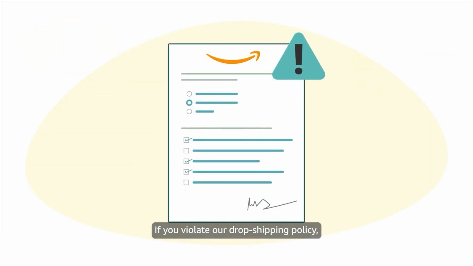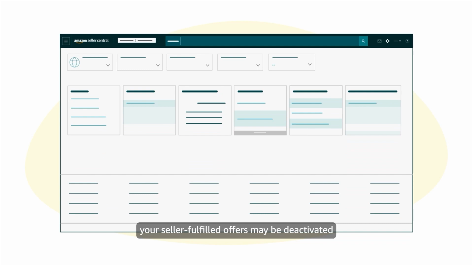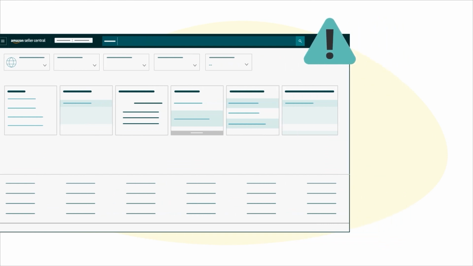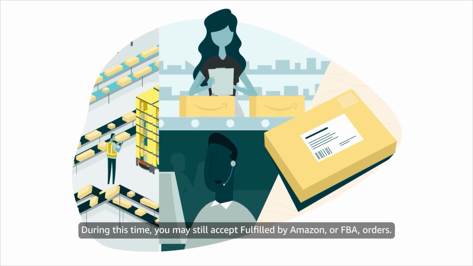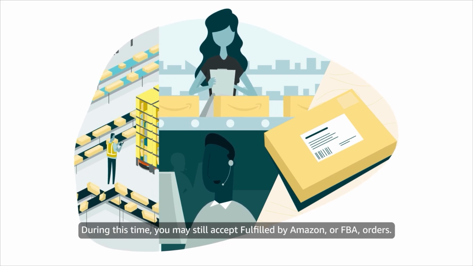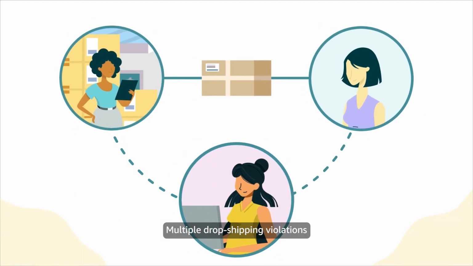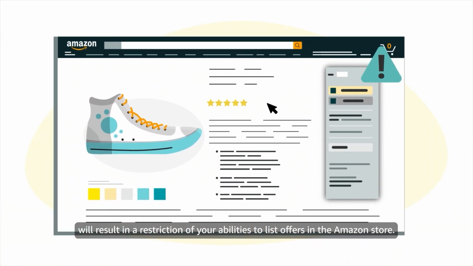If you violate our dropshipping policy, your seller-fulfilled offers may be deactivated and your listings may be removed. During this time, you may still accept fulfilled by Amazon or FBA orders. Multiple dropshipping violations will result in a restriction of your abilities to list offers in the Amazon store.